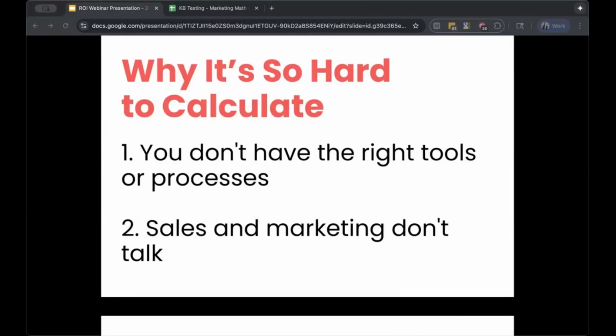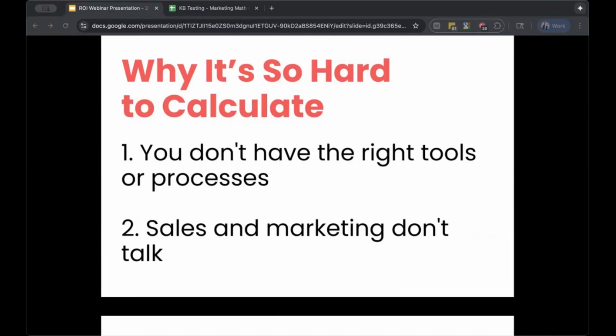The first might be that you don't have the right tools or process. So maybe your leads are in a spreadsheet or a CRM, or your sales data is in another and your financials are somewhere else. So they're not connecting and you're not tracking where leads are coming from or whether they close. So there's a bit of that disconnect.